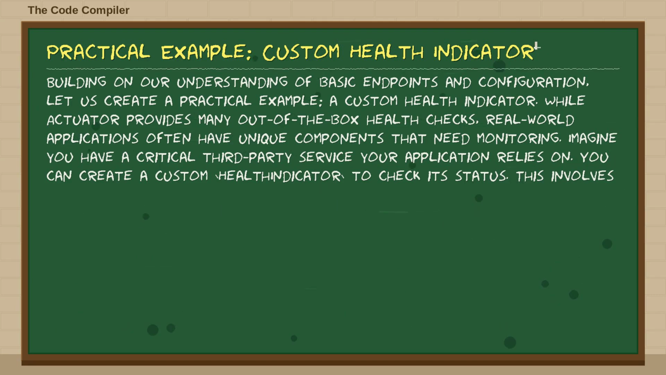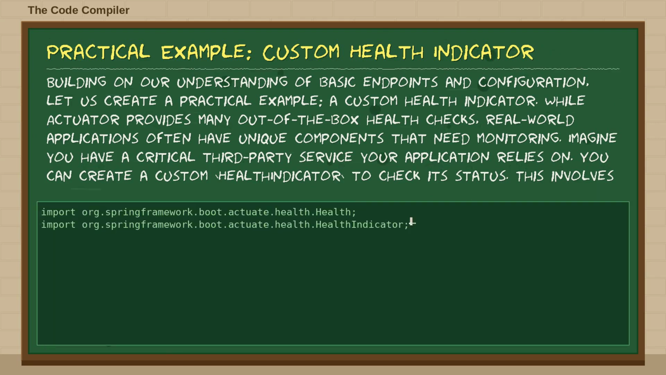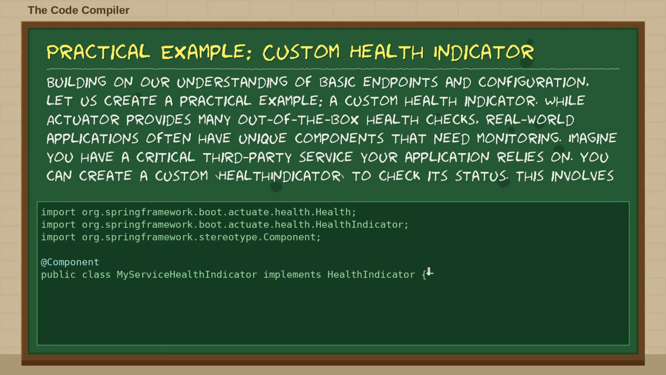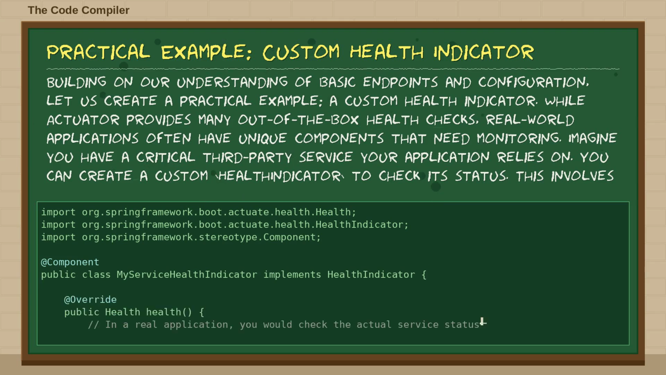This involves implementing the HealthIndicator interface and overriding its health method. Inside this method, you will write the logic to determine the health of your specific component, returning Health.up if it is healthy or Health.down with details if there is an issue. This custom indicator will then be automatically included in your Actuator Health endpoint's response, giving you a holistic view of your application's well-being.